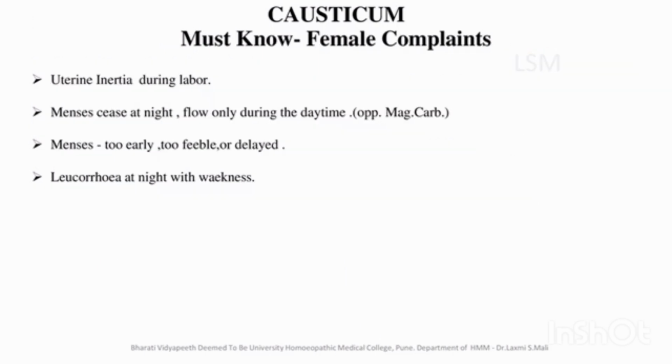In the female complaints, we have uterine inertia during labor. The menses cease at night and flow only during the daytime, which is opposite of Magnesium carbonicum. This is an important keynote feature of Causticum, that menses cease at night and flow only during the daytime. The menses are too early, too feeble, or delayed. Leukorrhea at night with weakness is also seen in Causticum.